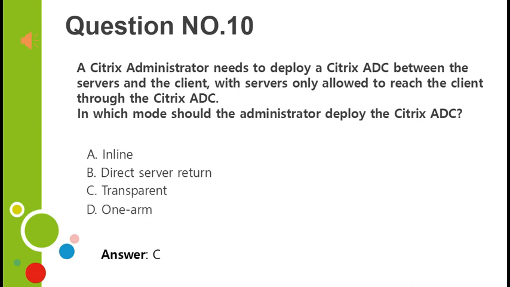A Citrix administrator needs to deploy a Citrix ADC between the servers and the client, with servers only allowed to reach the client through the Citrix ADC. In which mode should the administrator deploy the Citrix ADC? A. Inline. B. Direct server return. C. Transparent. D. One arm. Answer: C.